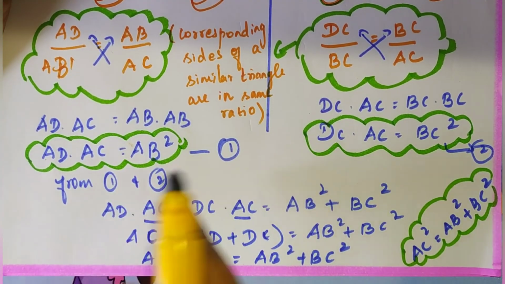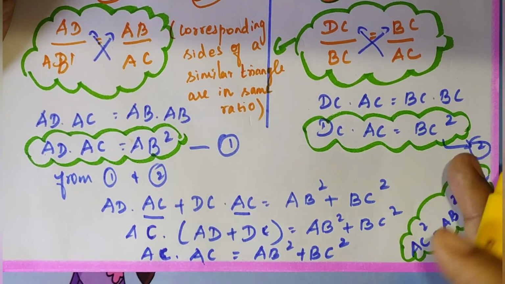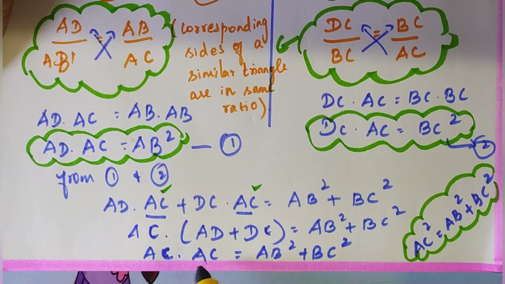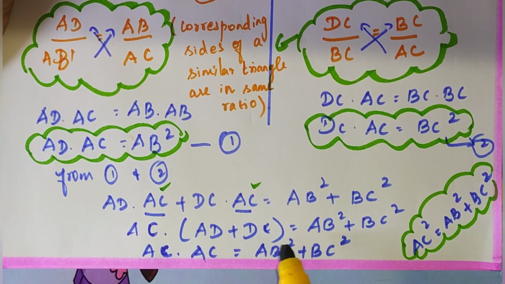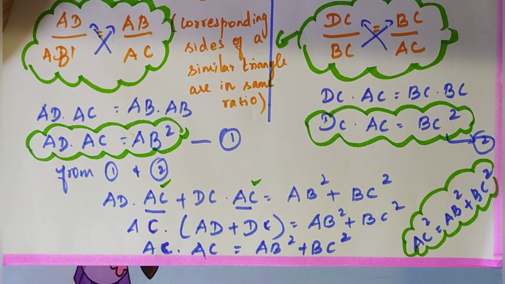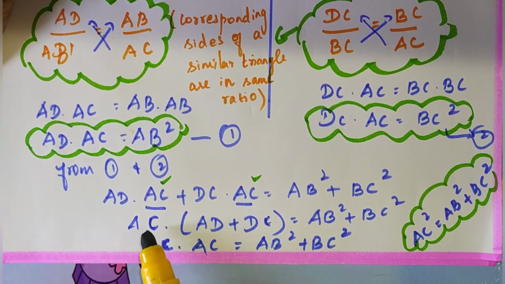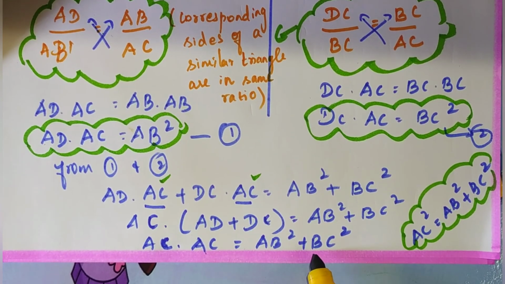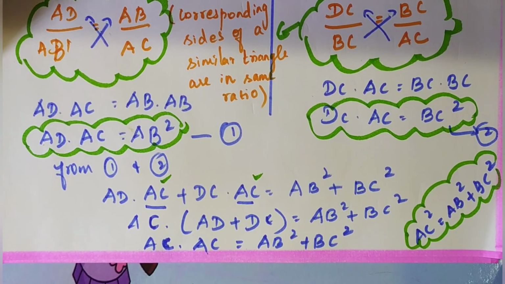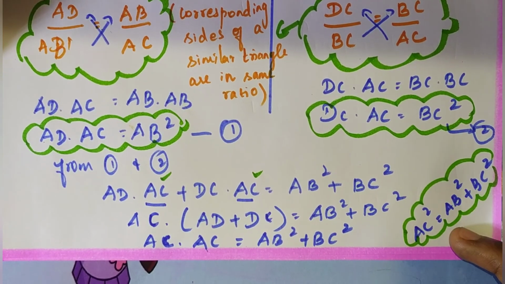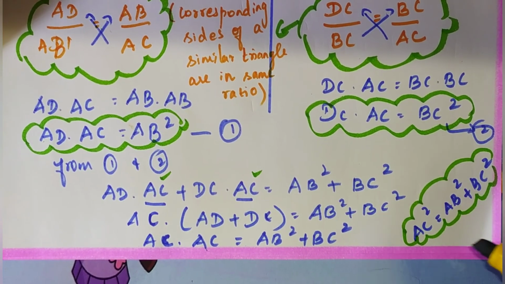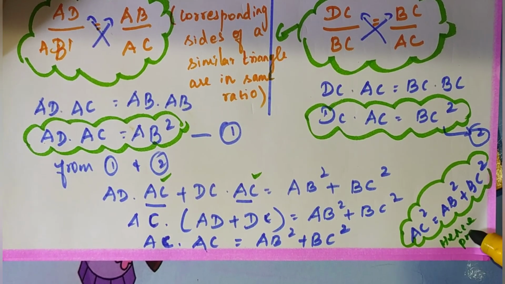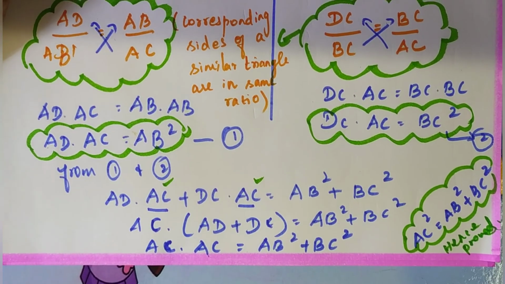So from 1 and 2, add the two. AC is common, so take it out, and the remaining is AD plus DC, equal to AB square plus BC square. Write AC as it is, and AD plus DC is nothing but AC. So AC square is equal to AB square plus BC square, hence proved. Clear? Thank you.